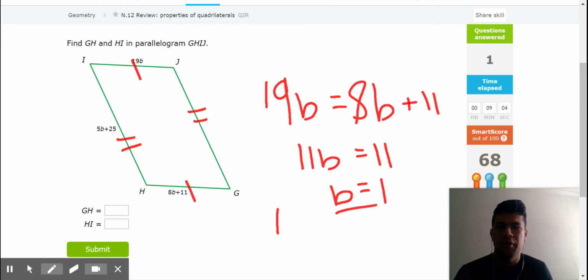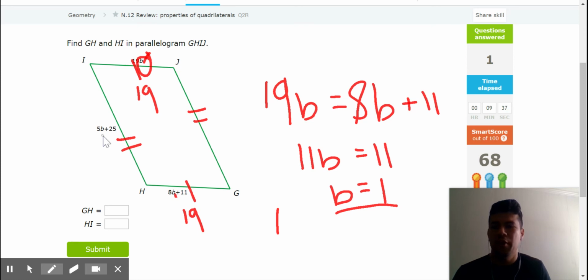Now, this time it's not asking me for the value of B. It's simply asking me for the length of the side. So I can evaluate by substituting the number 1 for my B value, and I should get the same result for both of these sides. So 19 times 1 would give me 19. That's my value for IJ. I should get the same thing here: 8 times 1 is 8, 8 plus 11 is 19. So that shows me that my work is right.